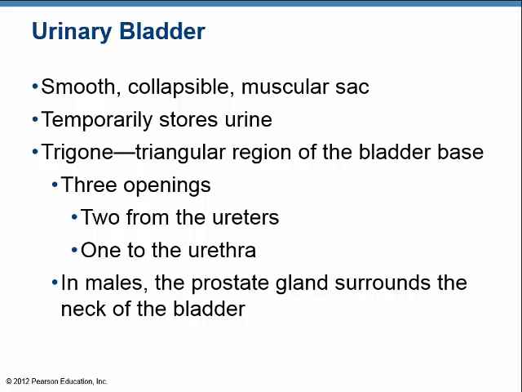The urinary bladder is a smooth, collapsible, muscular sac that can store urine and then contract to expel the urine. The trigone is the triangular region at the base of the bladder with the openings forming its three corners, two openings from the ureters and one from the urethra. In males, the prostate gland surrounds the neck of the bladder.